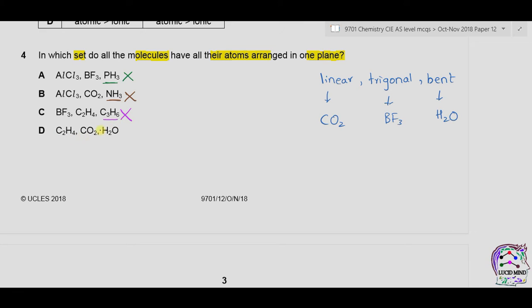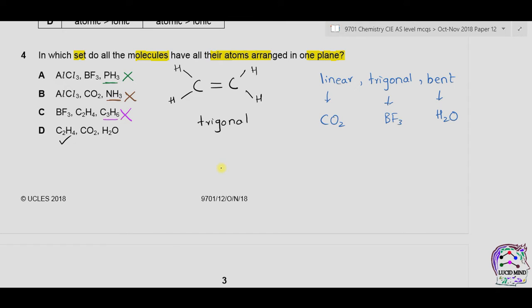In part D we have C2H4. We have 2 carbon atoms, 4 hydrogen atoms. Now we can see that the central atom carbon is bonded to 3 different atoms, so therefore the structure is trigonal. All the atoms lie in one plane.